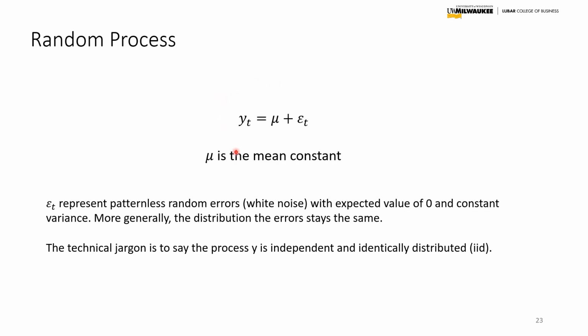When we have this situation, we'll see a process that on average over the long run will indeed be at the mean constant value of mu. In technical jargon, we say this process y is independent and identically distributed, or IID. Independent means the observations are random over time. Identically distributed means that the variance stays the same and the nature of the distribution stays the same. For example, they will remain normally distributed over time.